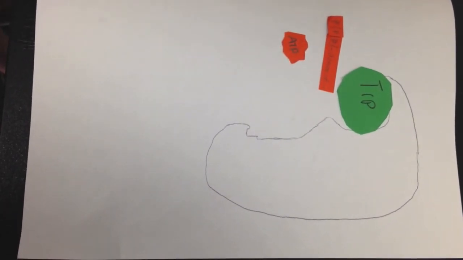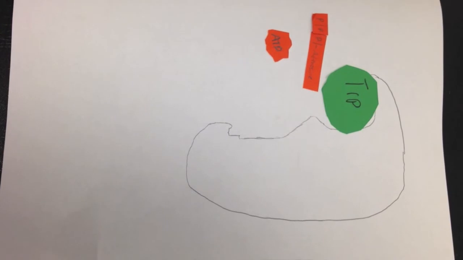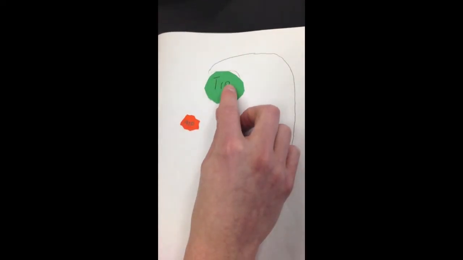Next is aminoacyl tRNA synthetase. What this does is allow each amino acid to attach to its proper tRNA with the help of a specific enzyme and ATP. The amino acid binds to the complex.